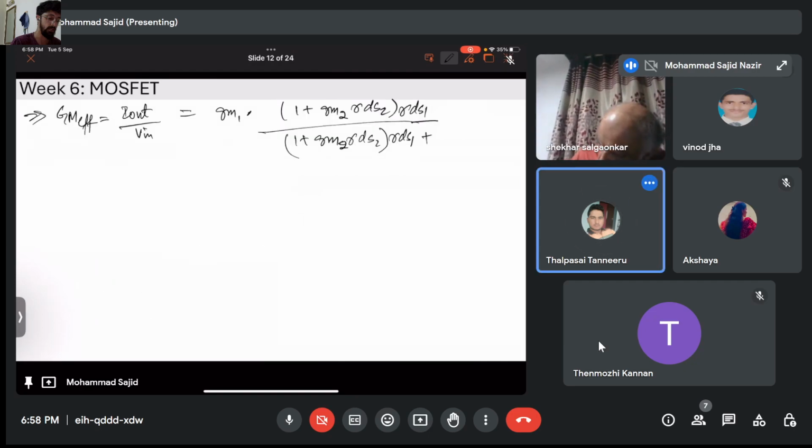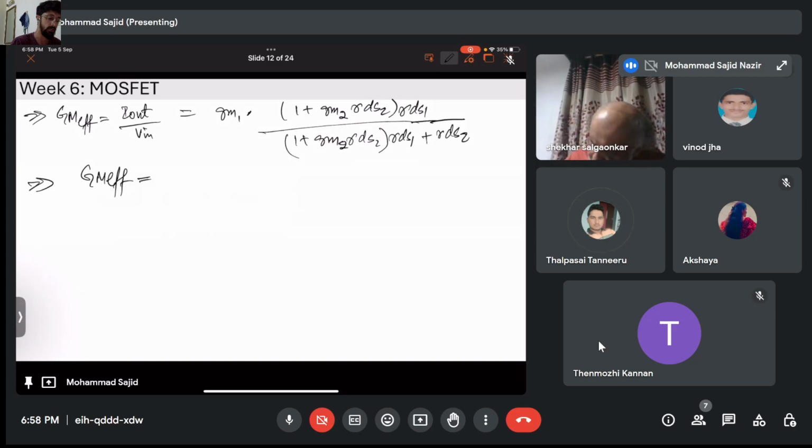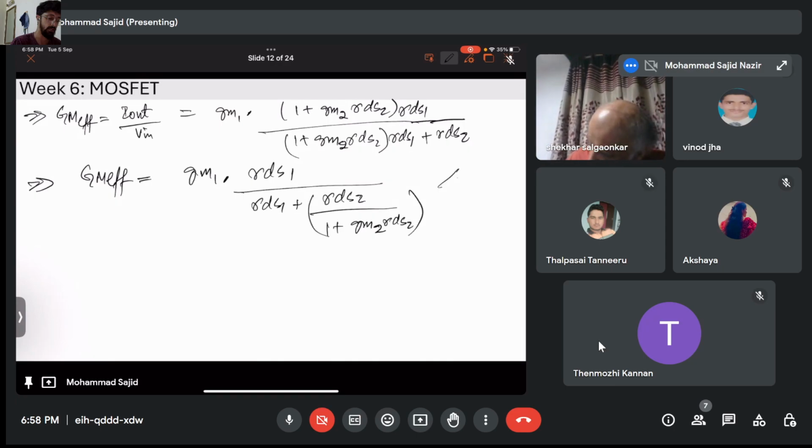So this is RDS2. If I divide numerator and denominator by 1 plus GM2 RDS2, I will get GM1 multiplied by RDS1 divided by RDS1 plus RDS2 divided by 1 plus GM2 RDS2. Alright, so this is your effective GM. Now your gain will be simply this GM effective multiplied by R total.